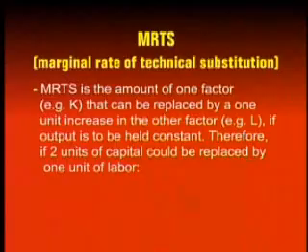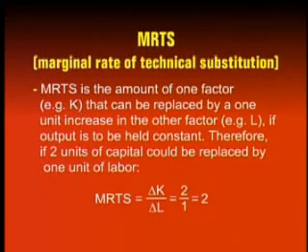Now, definitionally, the marginal rate of technical substitution is the amount of one factor, for example capital, that can be replaced by a 1 unit increase in the other factor, let's say labor, if output is to be held constant. Therefore, if 2 units of capital could be replaced by 1 unit of labor, then the marginal rate of technical substitution would be equal to delta K over delta L is equal to 2 over 1 is equal to 2.